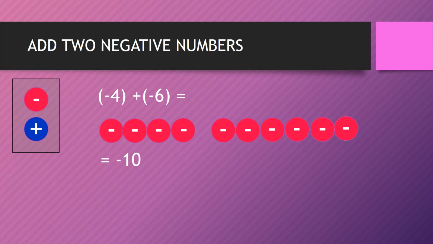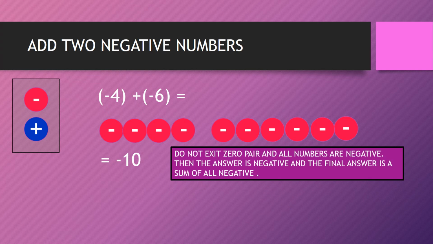I have 10 red circles. But what is the sign? I don't have another sign. I have only one sign. My sign is negative. I don't have a positive sign in my situation. Then that is the reason, because I don't have another sign, my answer is negative. There are no 0 pairs, and all numbers are negative. Because all numbers are negative, the answer is negative, and the final answer is the sum of all negative numbers.